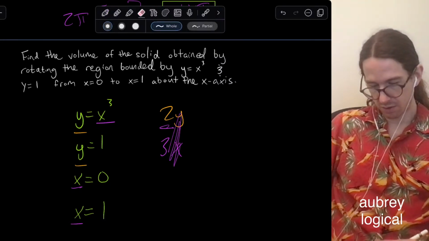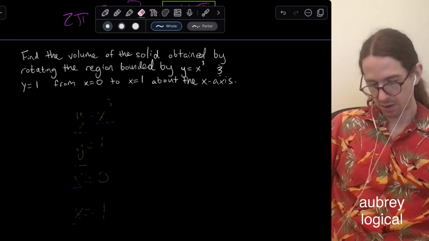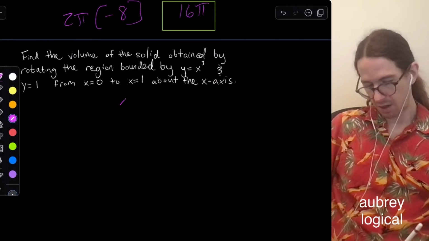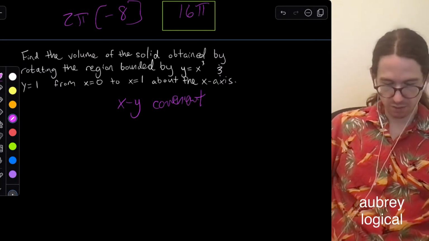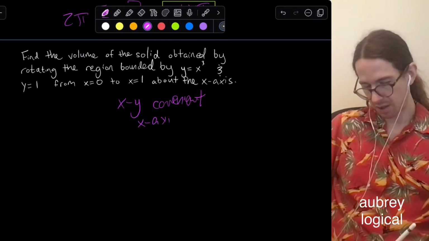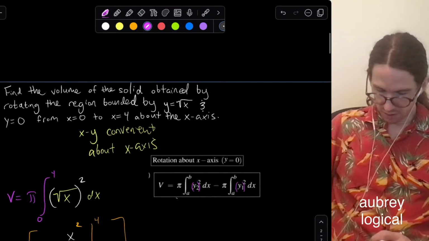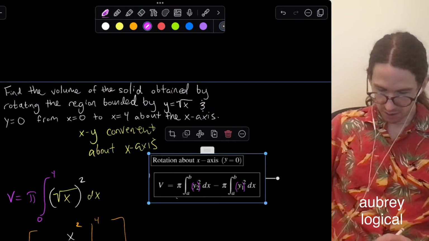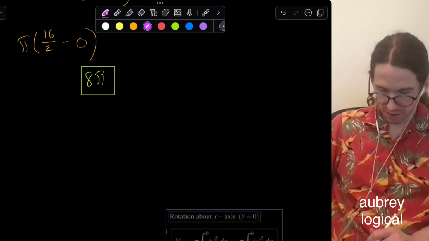So, since we have 2 y's, that means we're going to be xy convenient. And since we are rotating about the x-axis, I can grab this one again. XY convenient about the x-axis.